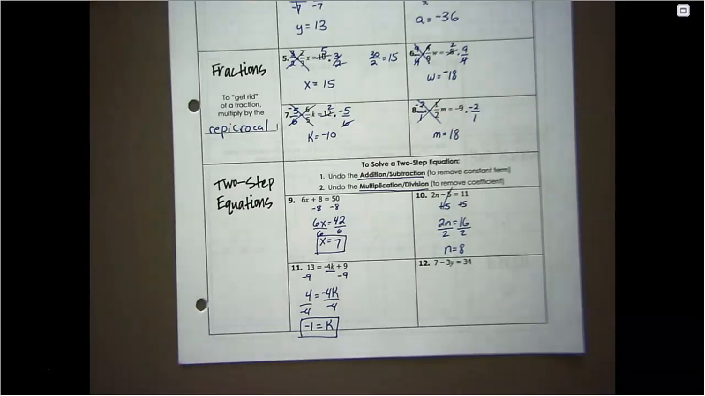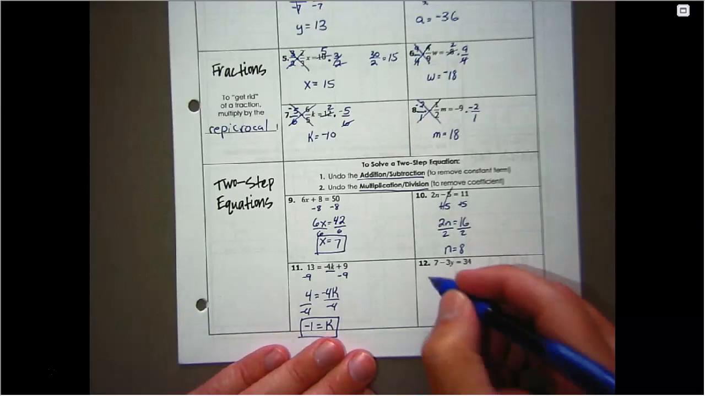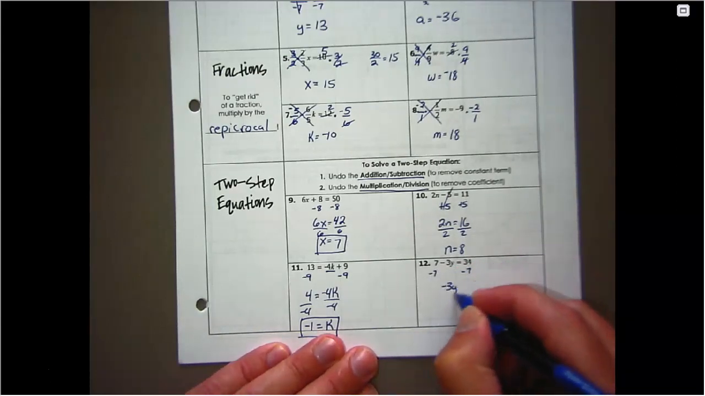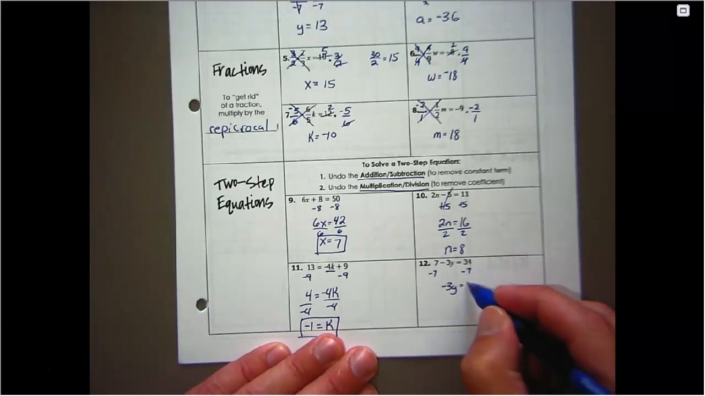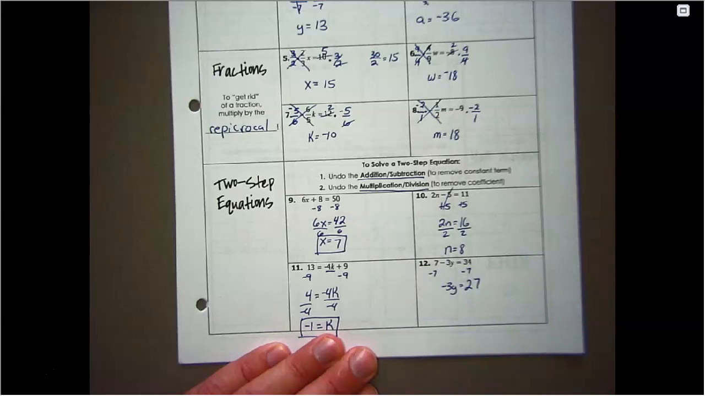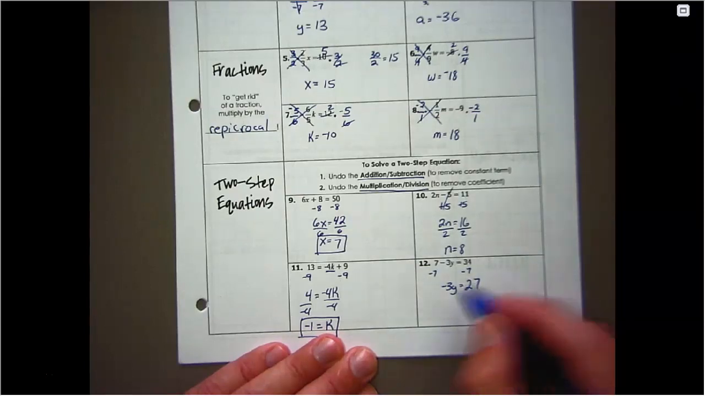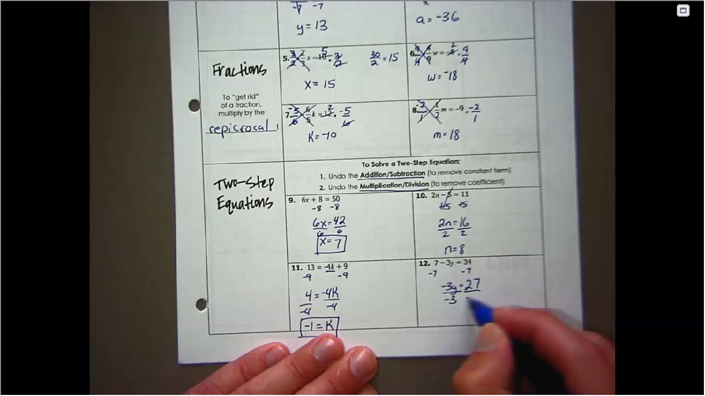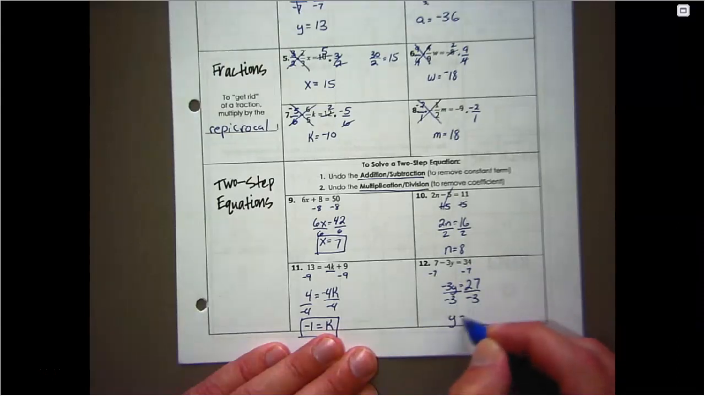And our last one, we're going to subtract the 7, we get negative 3y is equal to 27. Again, it's that undoing of operations. I'm taking negative 3 times y, so to undo the multiplication, we're going to divide by negative 3. So y is negative 9.